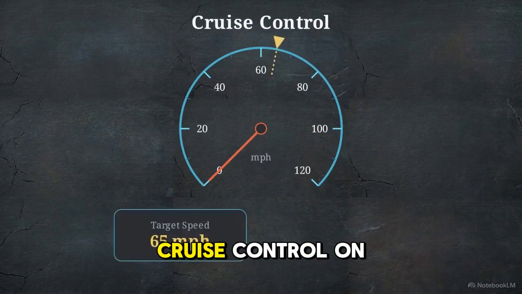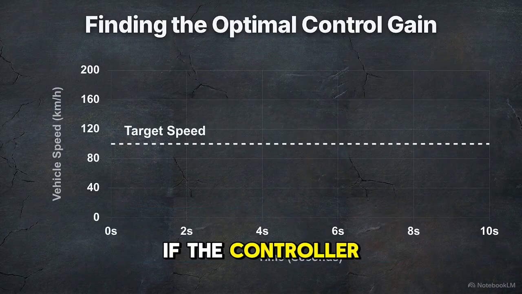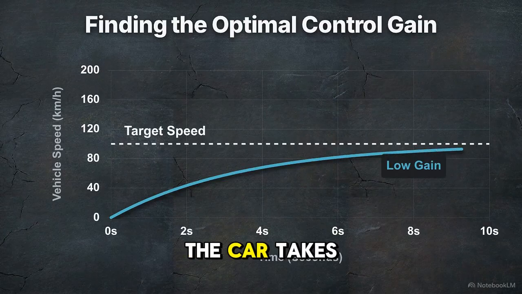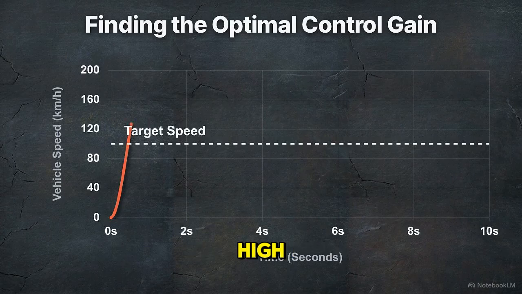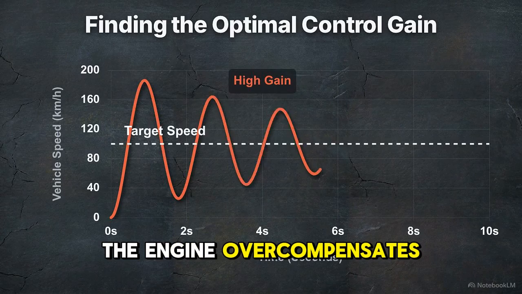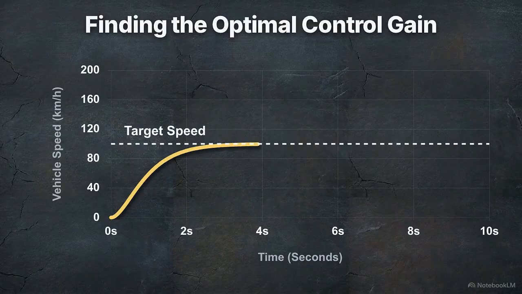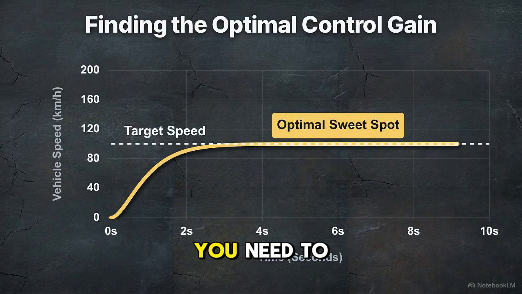Imagine tuning the cruise control on a car. If the controller gain, which engineers call K, is too low, the car takes forever to reach the speed limit. If you crank the gain too high, the engine overcompensates, jerking the car forward and potentially spinning out of control. To design a safe system, you need to find the exact sweet spot for that gain.